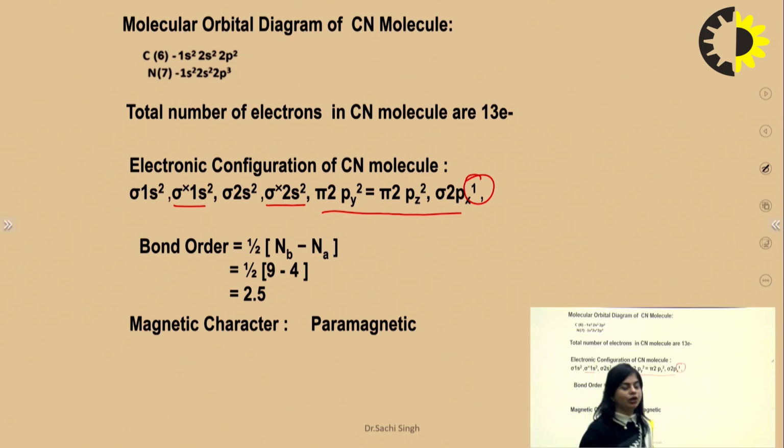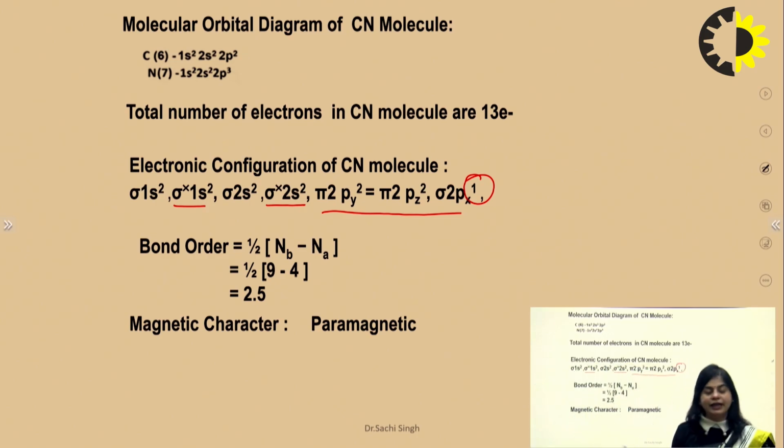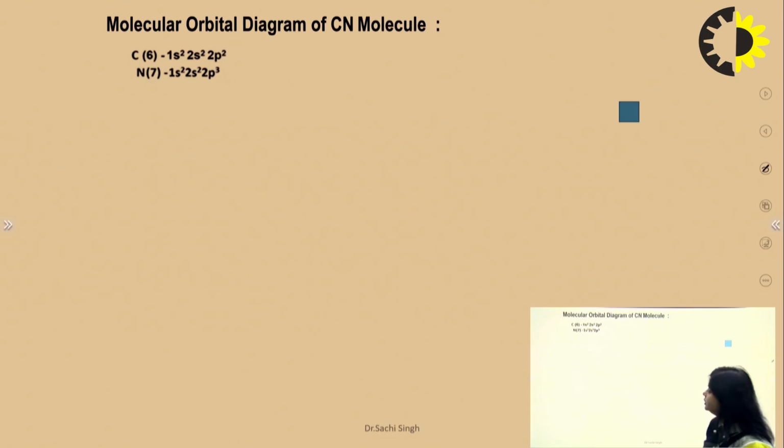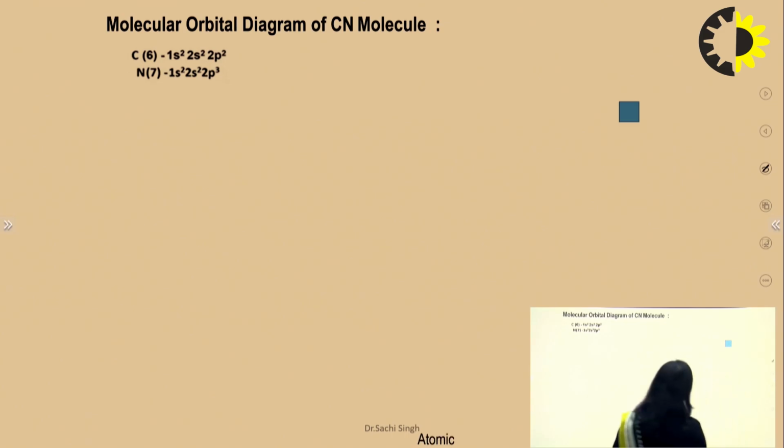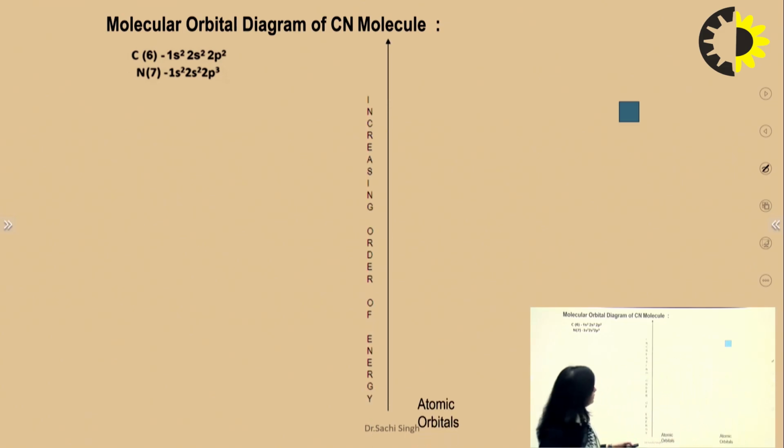Okay, this is the molecular orbital configuration, bond order and magnetic character. Now we come to the diagram for the CN molecule. So the CN molecule, again let's start with the diagram. Here are the atomic orbitals and energy orders, but the number of electrons is less than 14, so that is case 1.